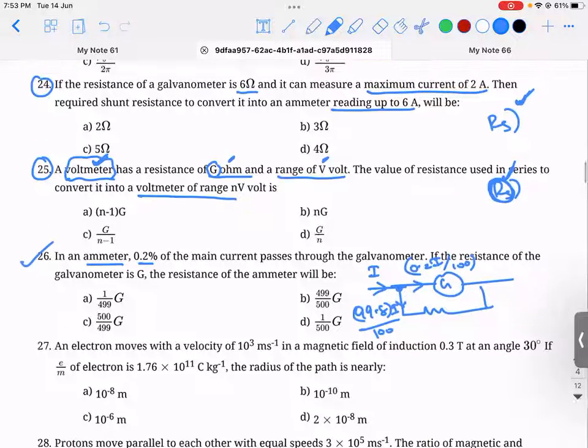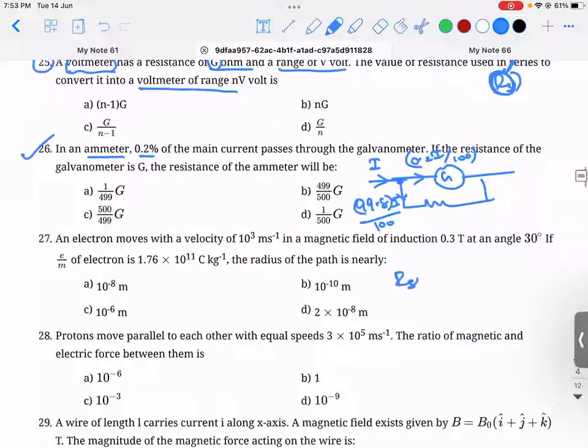So what will we do? R shunt will be equal to how much? Ig into capital G divided by I minus Ig. When you calculate it, you will get the value as G divided by 499. You can do that and see. Okay. So G divided by 499 is this value.